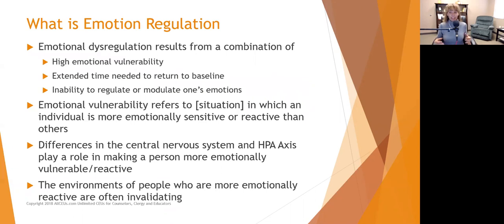The environments of people who are more emotionally reactive are often invalidating, and we talked about that a little bit earlier, because people who don't have emotional dysregulation issues don't understand why we can't just get over it. Why can't you just let it go? Now, there's a difference between perseverating on something for 6 months versus being upset for 30 minutes after an incident happens. Both can be modulated, but we're talking more about the person who needs 20 or 30 minutes to calm down as opposed to two or three.